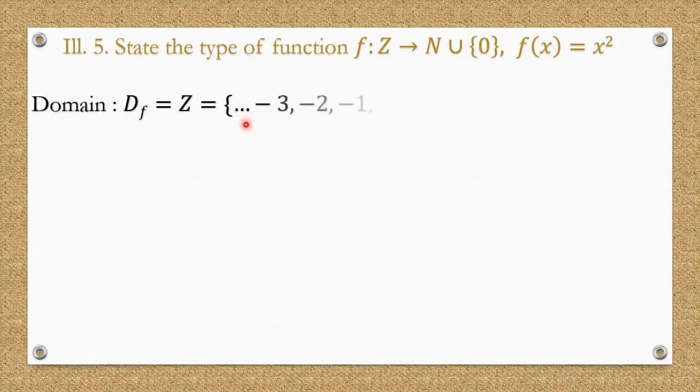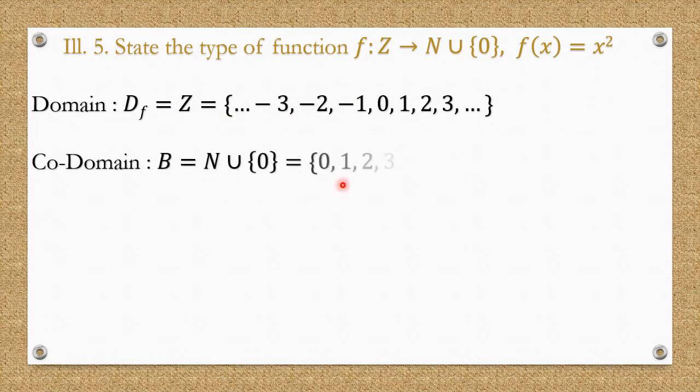So the domain is from ... -3, -2, -1, 0, 1, 2, 3 ..., starting from negative infinity, ending at positive infinity. The codomain here is N union 0, so it starts from 0 and then we take the natural numbers 1, 2, 3, 4 ... What we know here is that our f(x) is x square. So we have to start from this infinity and we are putting these values into our equation of x square.